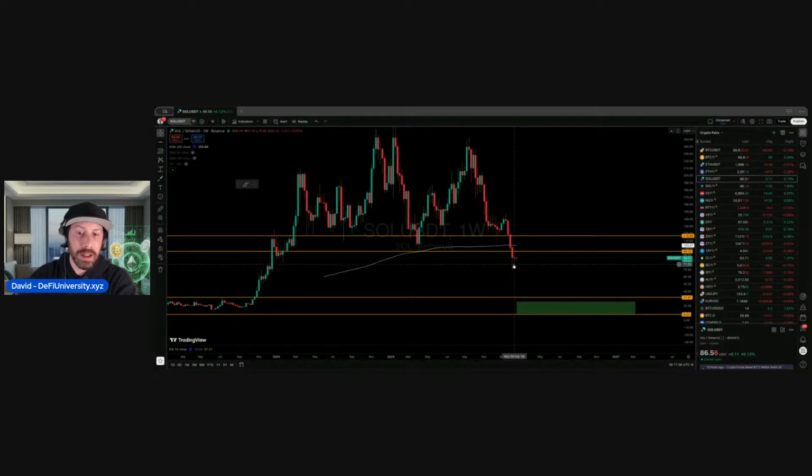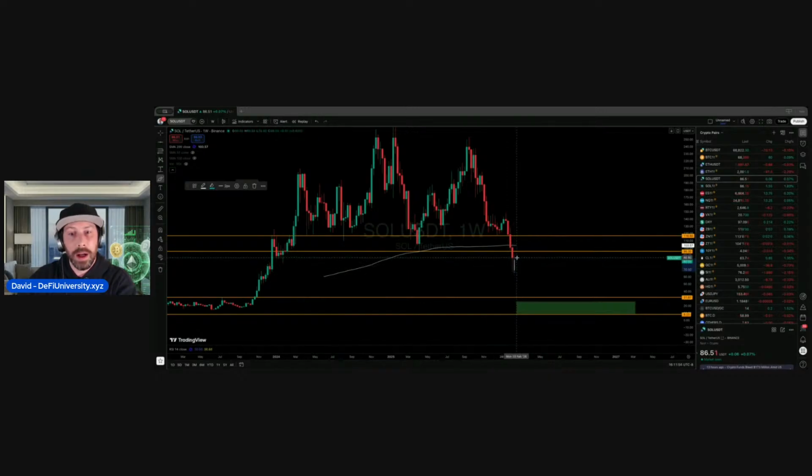So these wicks, it almost looks like a tweezer, but not quite. A tweezer would be a pretty reliable bottoming formation. If this wick was just a little bit longer, then this would look like a tweezer bottom. We've got a good example of a tweezer bottom in Tau that we're going to take a look at.